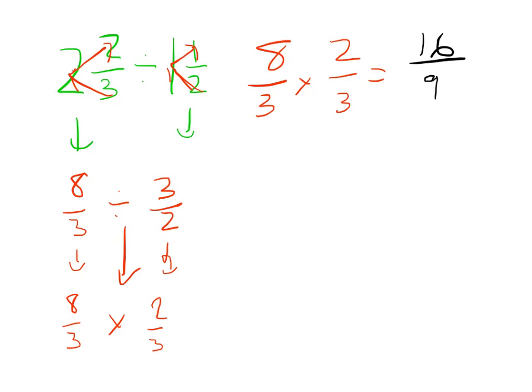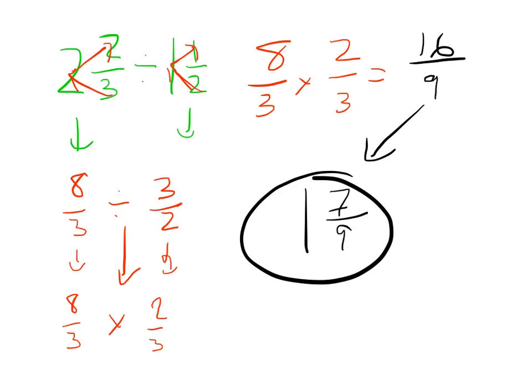So to simplify here, 9 goes into 16 one time. 9 will continue to be my denominator. 16 minus 9 is 7. So my answer here will be 1 7/9, and that's simplified. I can't make that any smaller.